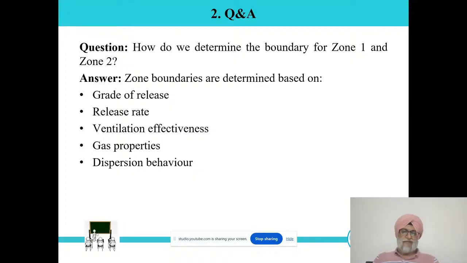So you can refer to the video. We will share the link of the video in the description of this video. That is the link of the 22nd February Hazardous Area Classification online international webinar, the complete video. You can check how to calculate the release rate, then ventilation effectiveness, gas properties, and dispersion behaviors. Through this, we can determine the boundaries for zone 1 and zone 2.